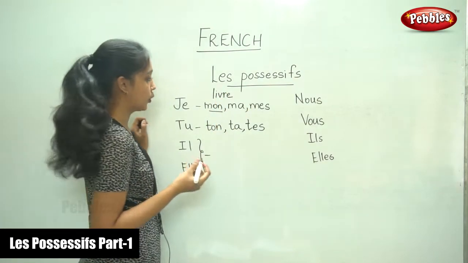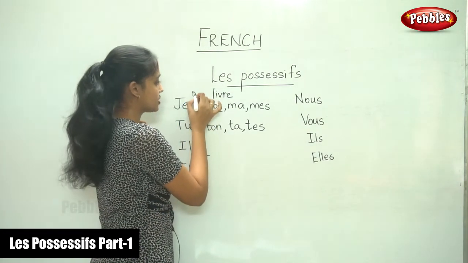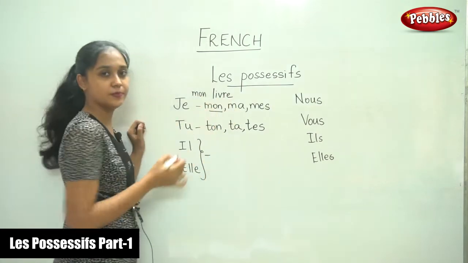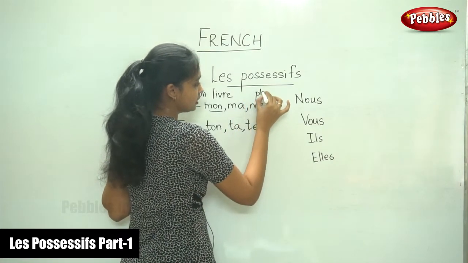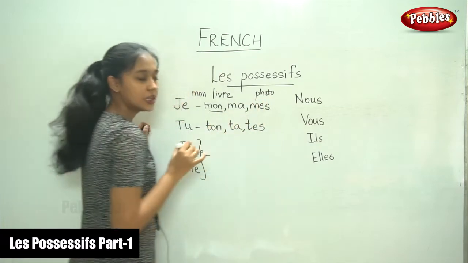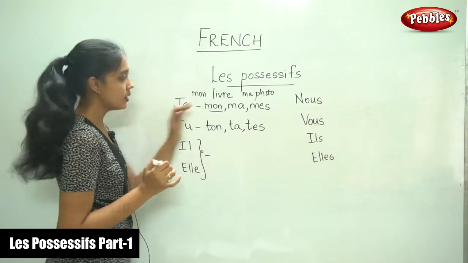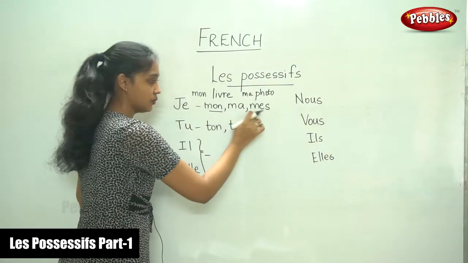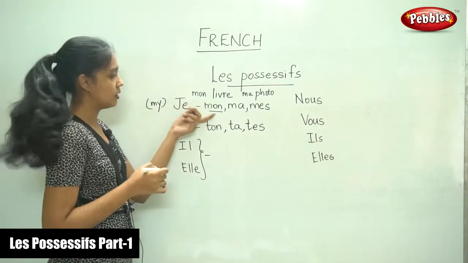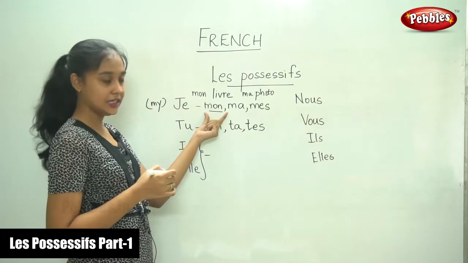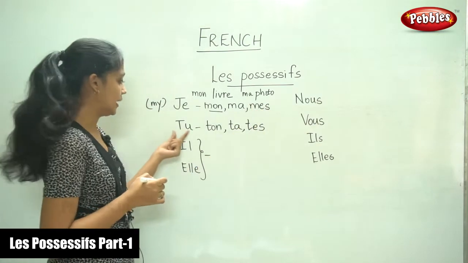So mon. For example, take the noun livre. Livre means book. So it is masculine. So if you want to say my book, you say mon livre. Take the example of the noun photo. It is feminine. So we say ma photo. My photo. Now all these three words mean my. Mon is for the masculine noun. Ma comes before the feminine noun. Me comes before the plural noun.